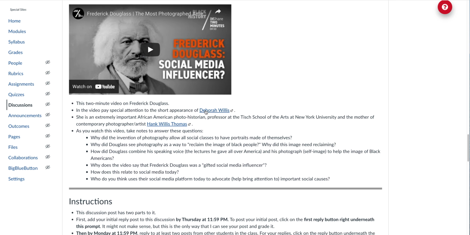There's a very short appearance by Deborah Willis. And Deborah Willis is an extremely important African-American photo historian. She's a professor at the Tisch School at New York University. And very interestingly, she's the mother of contemporary photographer and artist Hank Willis Thomas. You can click on his website. A lot of the earlier work that he did was very influenced by images of slaves. So it all kind of links back together.